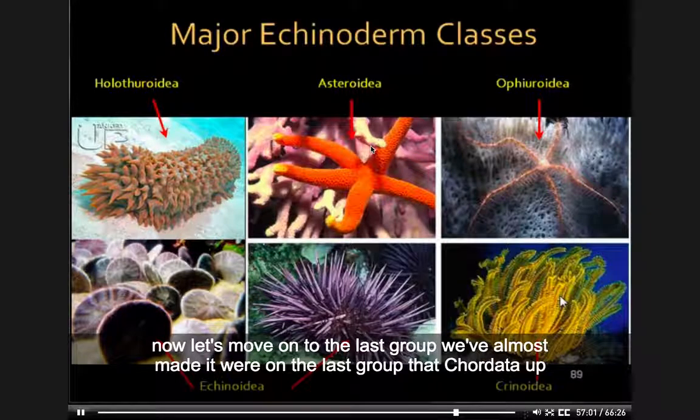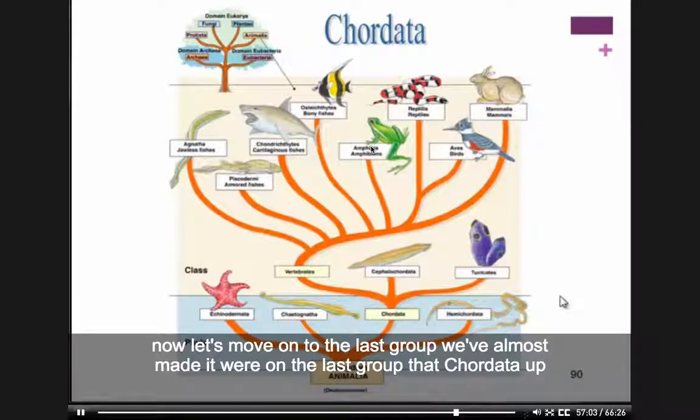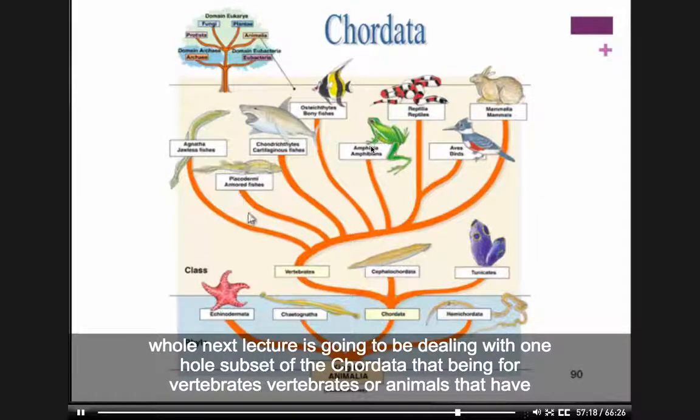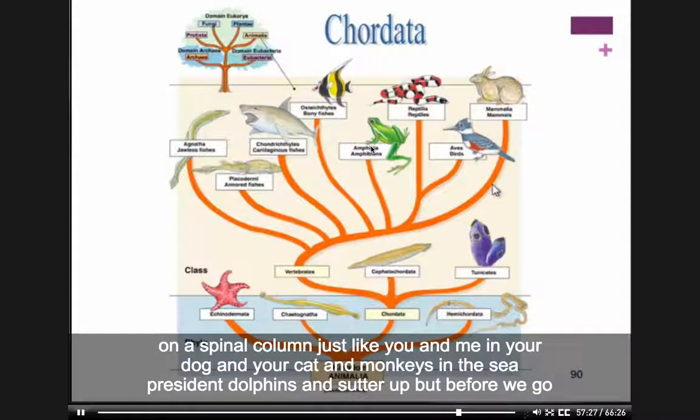Now let's move on to the last group. We have almost made it. We're on to the last group, the Chordata. This is the last animal group, and we're only going to deal with a couple of different animals within this group. Next lecture, the whole next lecture, is going to be dealing with one whole subset of the Chordata, that being the vertebrates. Vertebrates are animals that have a spinal column, just like you and me and your dog and your cat and monkeys and zebras and dolphins, etc.